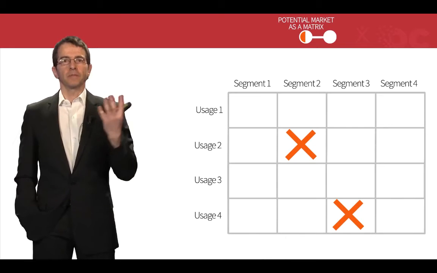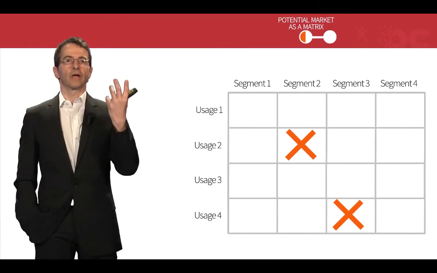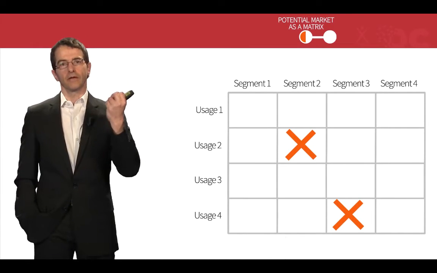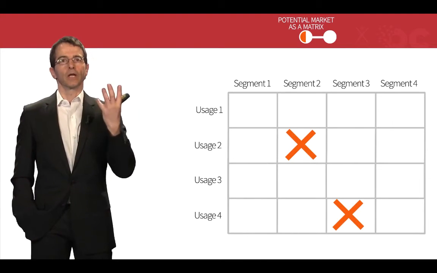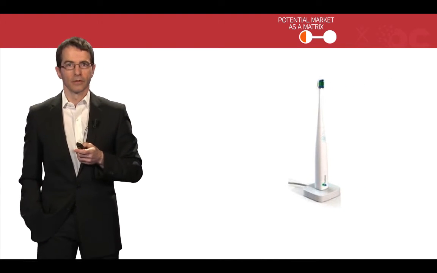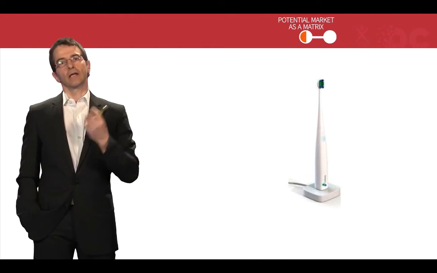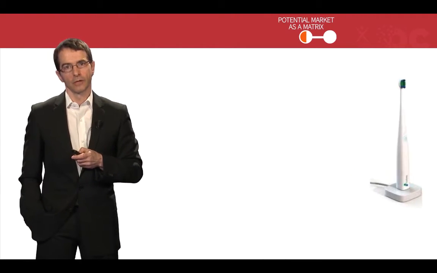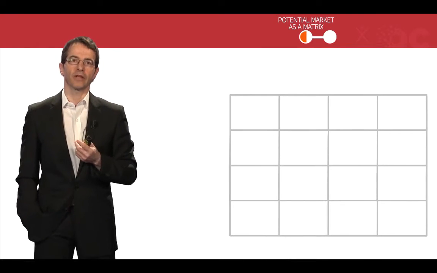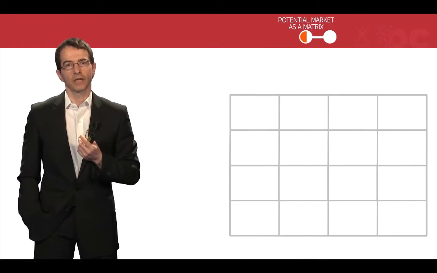To illustrate this, let me take an example. Let's assume we're all working on a very simple, very up-to-date idea. We're launching a connected toothbrush. So what could that matrix look like for a connected toothbrush? On one axis, you have the customer segment. What could they be for a connected toothbrush?